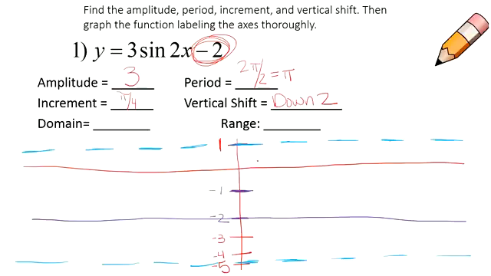Let's put in our increments. So I got pi over 4, 2 pi over 4, 3 pi over 4, and 4 pi over 4. And then I got -pi over 4, -2 pi over 4, -3 pi over 4, and -4 pi over 4. There we go. Now, let's draw in our dots.